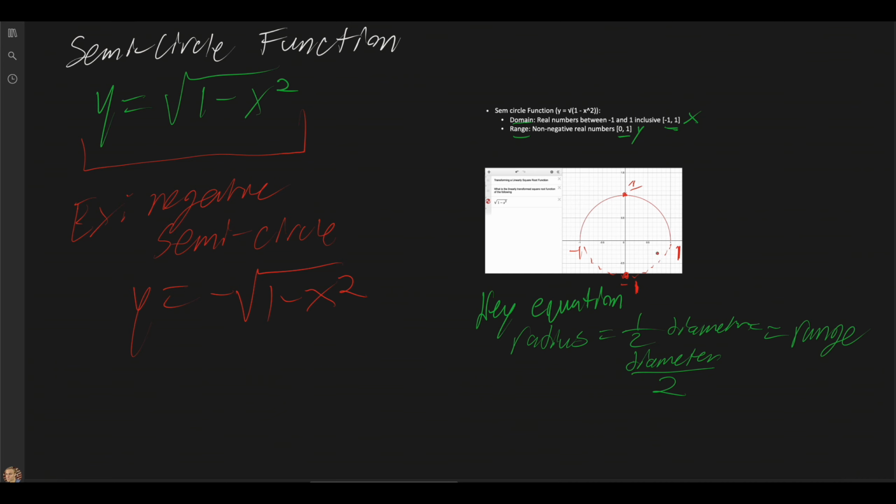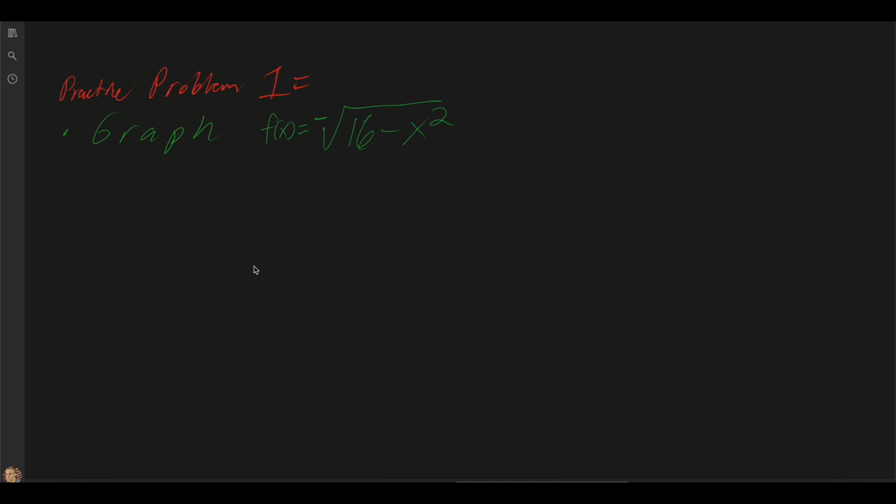Okay. Now that we got all this stuff out of the way, let's head over to our first practice problem. So in our first practice problem, we're given f of x is equal to negative square root 16 minus x squared. And so, what we need to do, in terms of graphing the whole function, is also do the following steps. 1, determine the domain and range. And second, find the vertex.